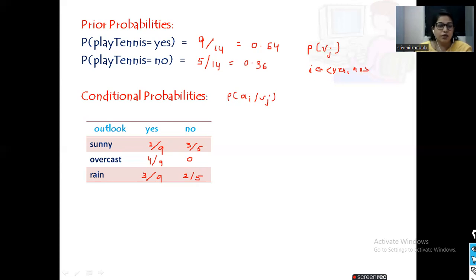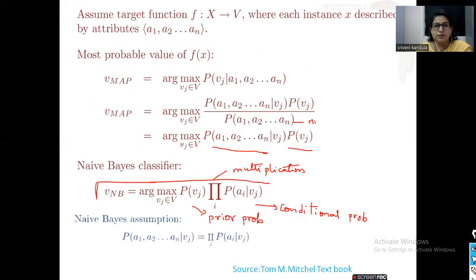Out of that, the number of instances that have a value of sunny is 2. Sorry, here I have written wrong. It is 2, 2 by 9. And number of negative is 3 by 5. So let us just go back to the data set. I will just show for this one attribute and the remaining we will just do.